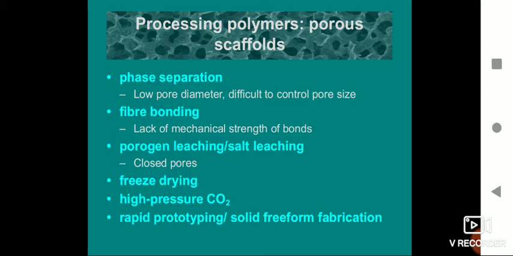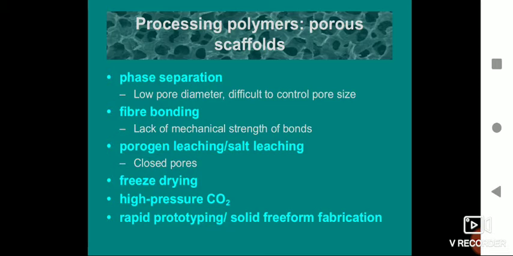The second method is the fiber bonding method, which is also a very common method, but here the mechanical strength of the bond is not very good. The third method is porogen leaching or salt leaching. The disadvantage of this method is that the pores which are formed are usually clogged or blocked, so that does not help the seeding of the cells.